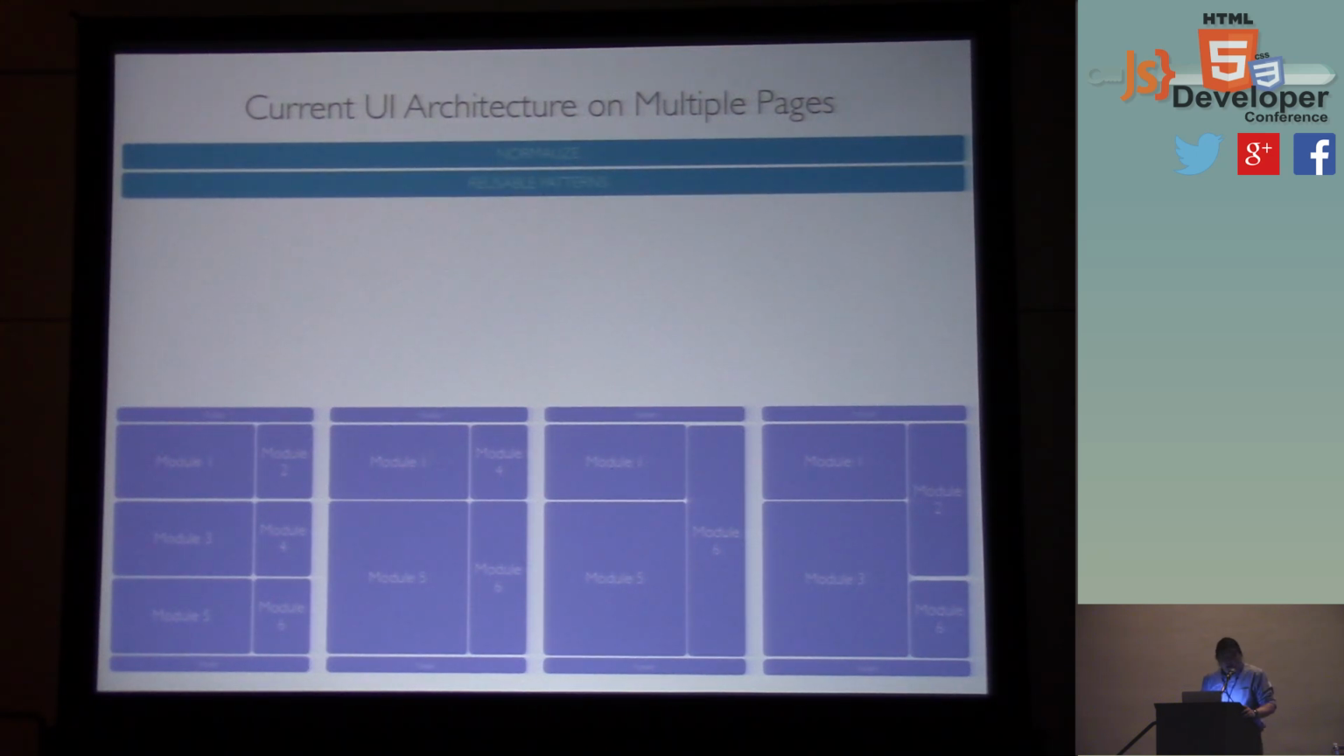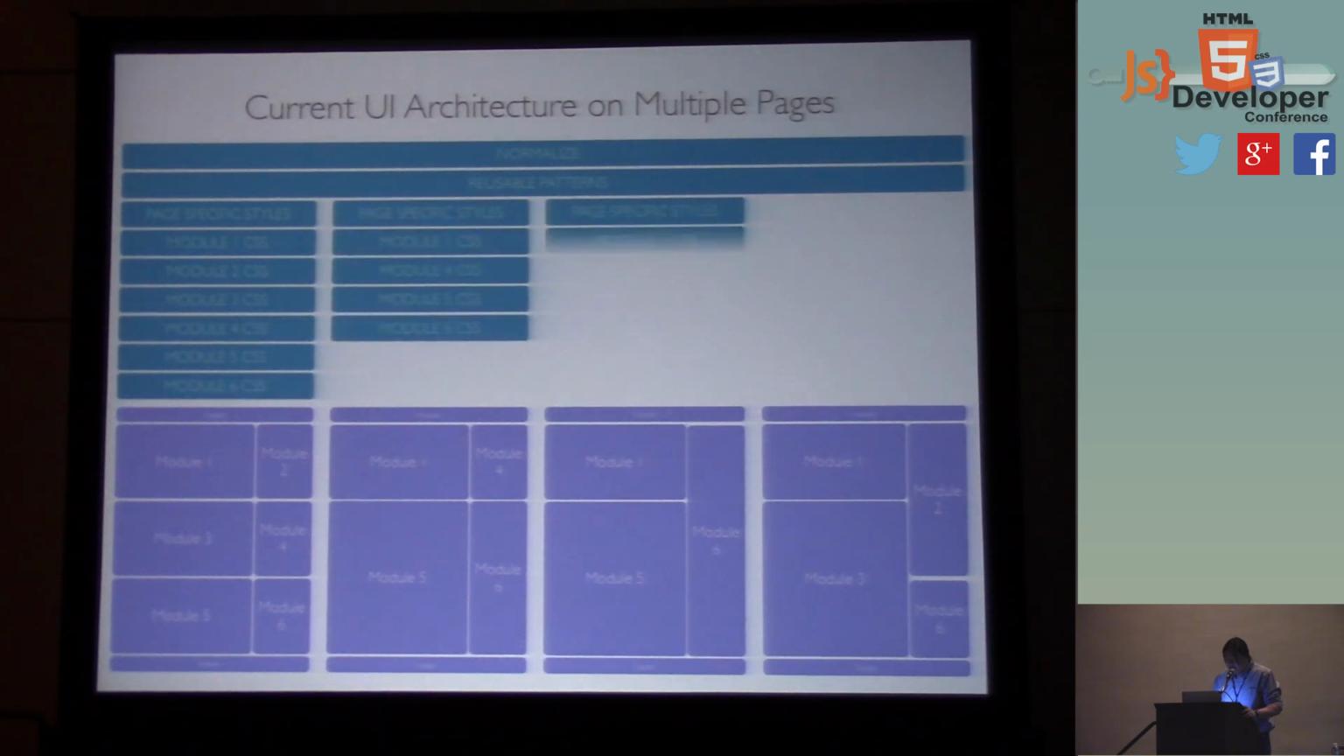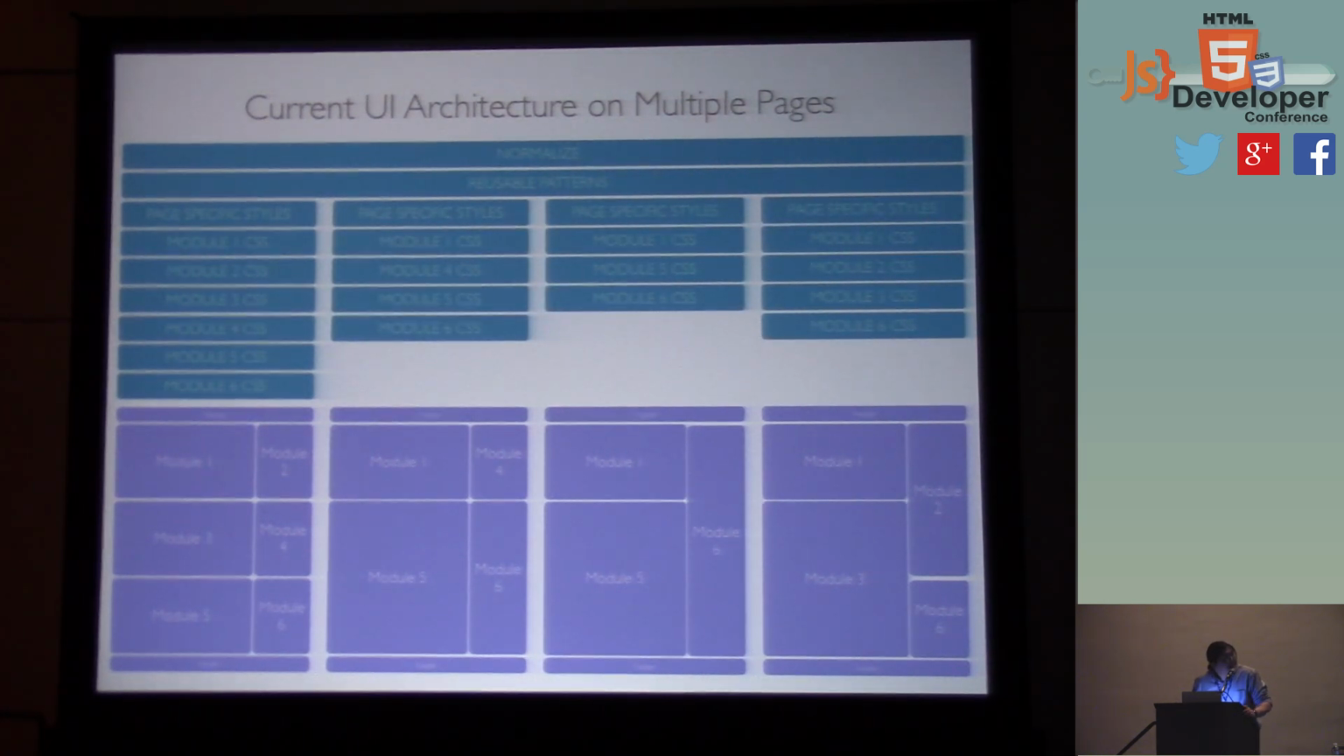You also add the reusable patterns, as I said, and the page-specific styles and the module CSS. Every single page will bring its own CSS. So as you can see, even though we're using the same modules, we're actually bringing a different set of CSS modules. And of course, we usually want to combine these into the same URL so that we avoid extra requests. And what happens is that we don't have very good caching among these pages.